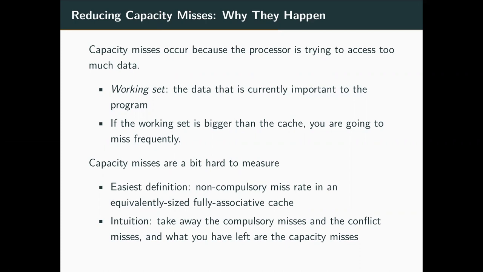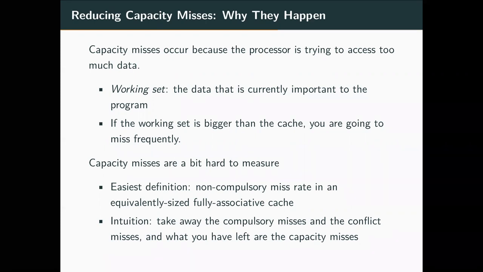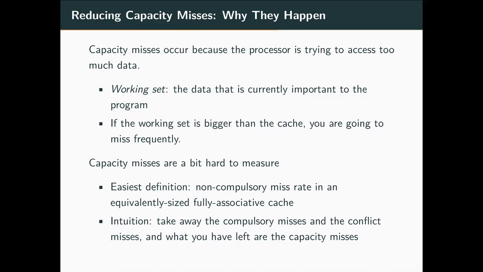These capacity misses generally are fairly hard to measure, because it's hard to tell whether an eviction is because there's too much capacity or just the associativity. There's a bit of gray area there. So one definition, one of the easier ones to think about, is the non-compulsory miss rate in an equivalently sized fully associative cache.